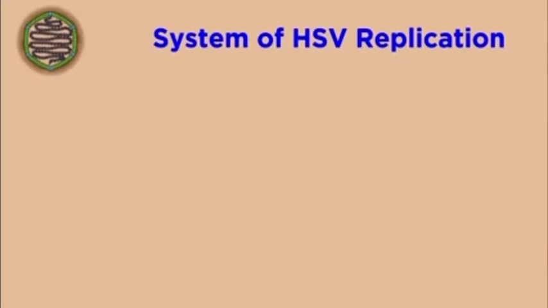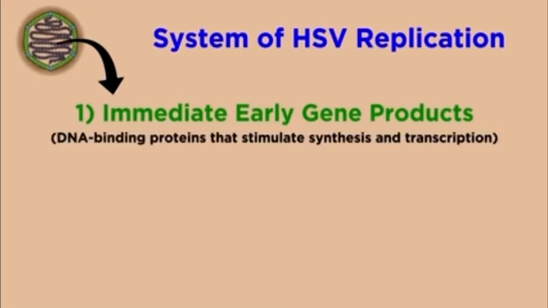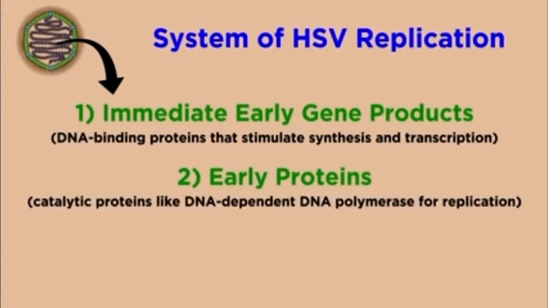Now, HSV has evolved a very sophisticated and stepwise system to replicate itself. The first things created are what we call the immediate early gene products. This includes DNA-binding proteins, which help stimulate DNA synthesis and transcription. Next up are the early proteins, which include catalytic proteins like DNA-dependent DNA polymerase to kickstart DNA replication.